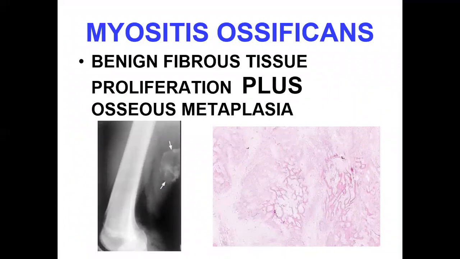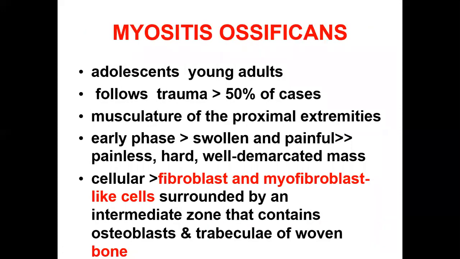Then is myositis ossificans. There is benign fibrous tissue and proliferation of the fibrous tissue, plus osseous metaplasia. So this is the X-ray of myositis ossificans, and this is the gross appearance and microscopy. It occurs in young adults, often following trauma, and the muscles of the proximal extremities are involved.